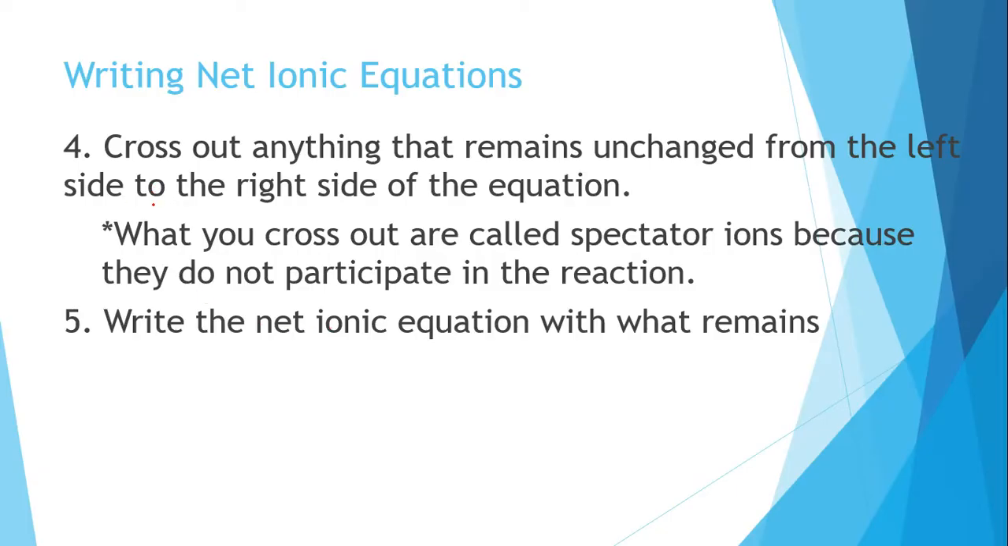Once you get your complete ionic equation, you can cross out anything that remains unchanged from the left versus the right side. Again, I've said this already, but what you cross out are called spectator ions because they don't participate in the event. Just like spectators at a basketball game, they're not actually playing basketball, they're just watching it. And then the net ionic equation is whatever is left over.